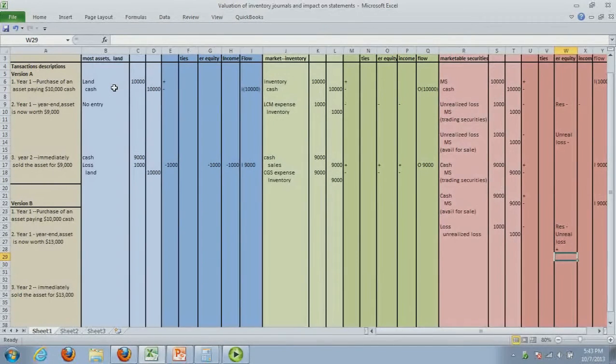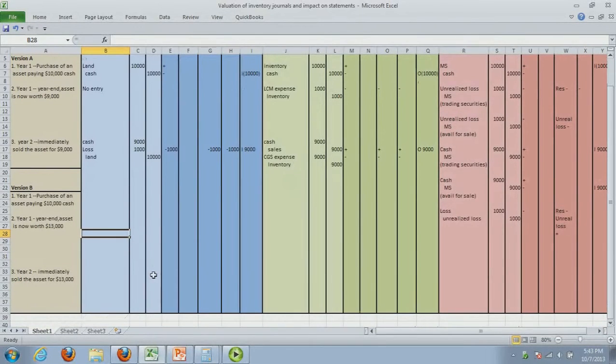a decrease in price. So what's going to happen if there's an increase in price? And we won't bother purchasing the asset again because we've already done that. And I'll come down a little bit because I've used up more space than I thought. At year end, if the asset is now worth $13,000, with the original example with land, as you can see at the top, with historical costs, no entry. You just leave it the way it is. No impact on the statements. With lower of cost or market, if the price goes up, replacement cost, no entry.